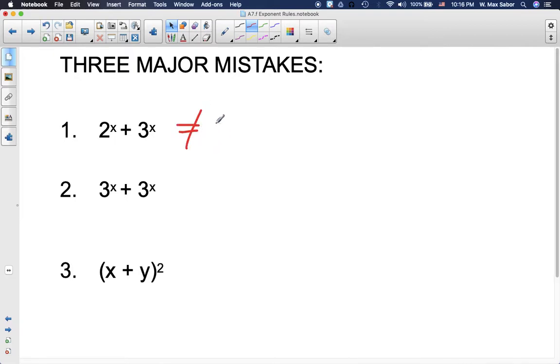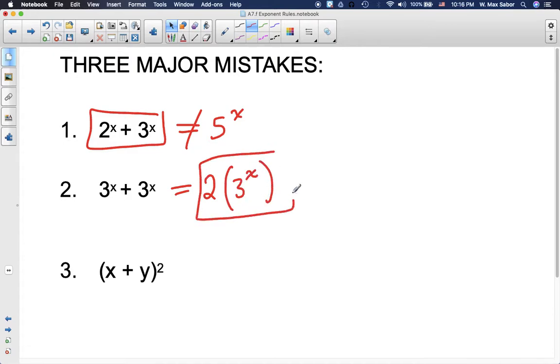Please note that it's very tempting to try to say that this is 5 to the x. It's not. Those are totally separate, and this cannot be simplified. This, there are two copies of 3 to the x. So what we can say, this is two copies of 3 to the x. That's allowed.